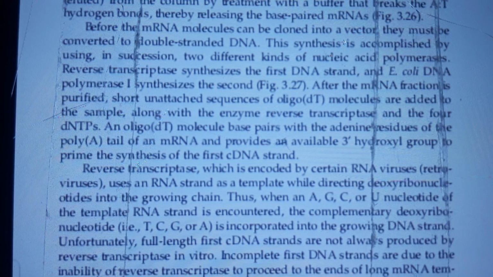Reverse transcriptase, which is encoded by certain RNA viruses, retroviruses, uses an RNA strand as a template while directing deoxyribonucleotides into the growing chain. Thus, when an A, G, C, or U nucleotide of the template RNA strand is encountered, the complementary deoxyribonucleotide, that is T, C, G, or A, is incorporated into the growing DNA strand.